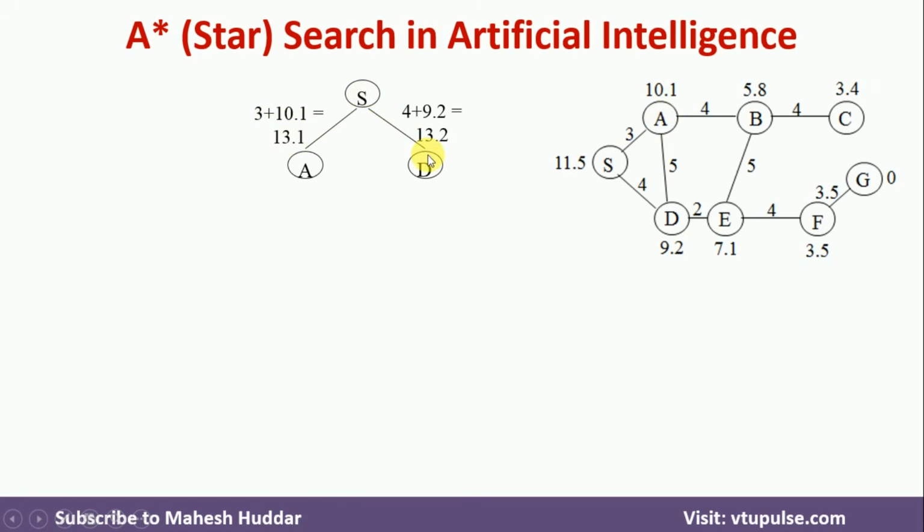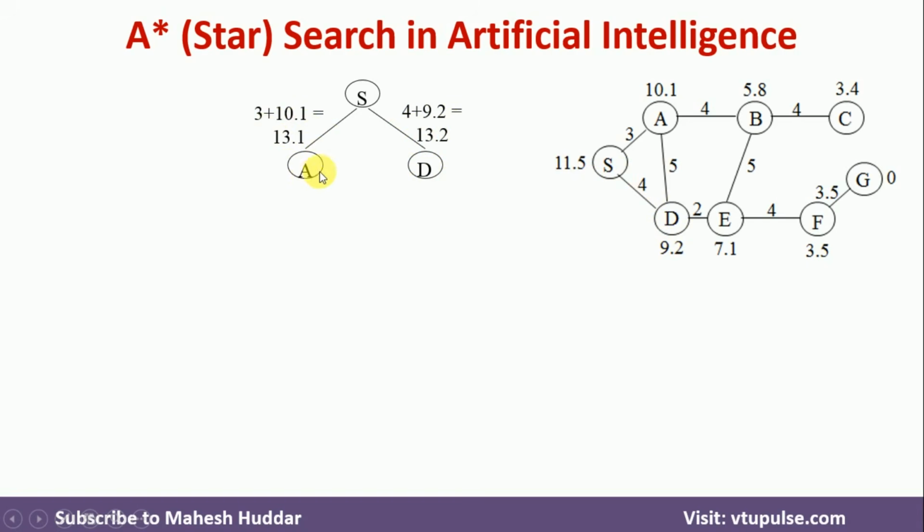On the other side, f of D is equal to g of D plus h of D. g of D is the distance, that is 4, plus h of D. How much is the heuristic value of D? That is 9.2. So if I add these two, I get 13.2. Between these two, 13.1 is the minimum, so I will select A here.